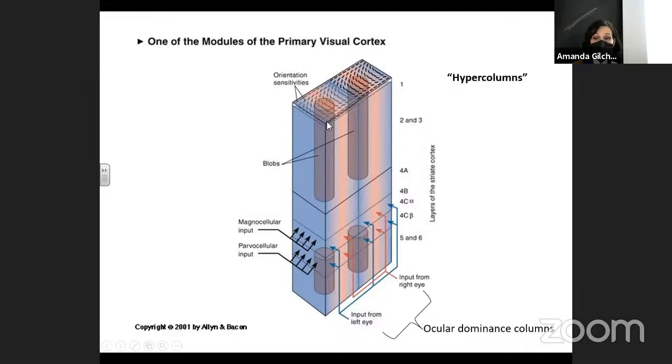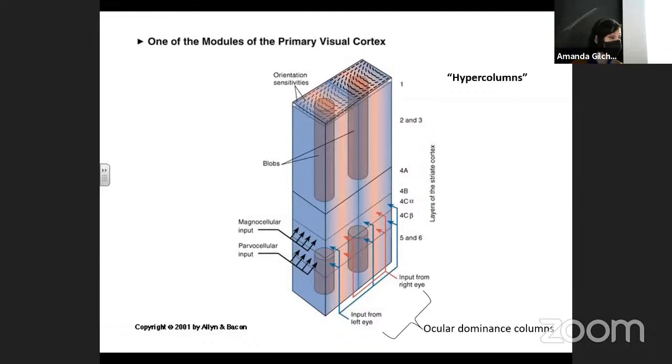Notice that if you go down vertically, all the cells within this small section of column will all have the same orientation tuning. We do have similar orientation columns linked with horizontal connections. A full 180 degrees are possible here. We don't have the full 360 because if you have 180, all you have to do is reverse it and you get the full 360 degrees.